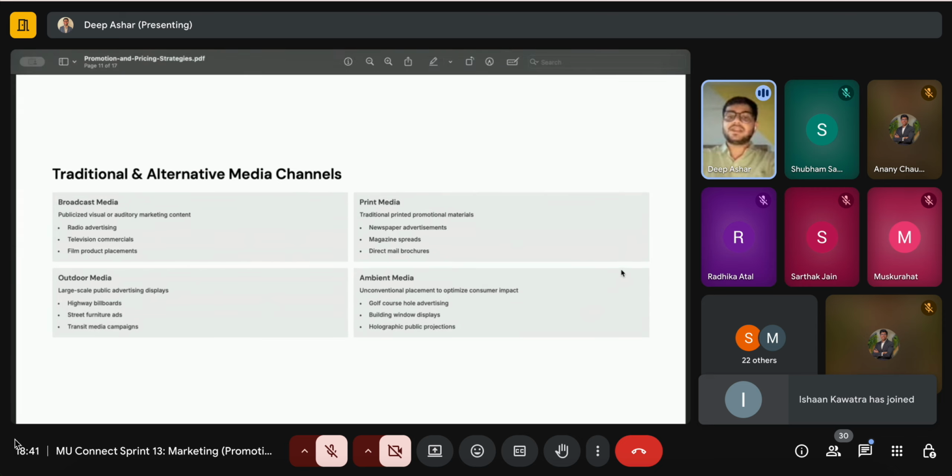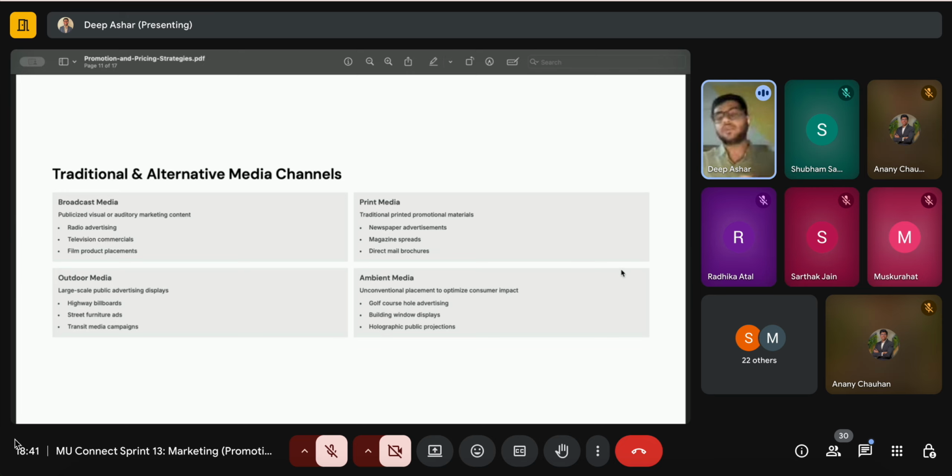Now, when we say ambient media, this is unconventional placement of your product to optimize consumer impact. So this is a little similar to guerrilla marketing. I would say the difference is that here there's a lot of spend that also happens, and it is kept in a very different or an odd place. So, for example, in a golf course, वो hole के अंदर advertising होगा. So as a golf player, you'll always go pick up the balls. And when you're picking up that particular golf ball, you're seeing something written there. Or, building के window displays पे कुछ ऐसे लिखा होगा, which will kind of intrigue you and make you think about what it is communicating.